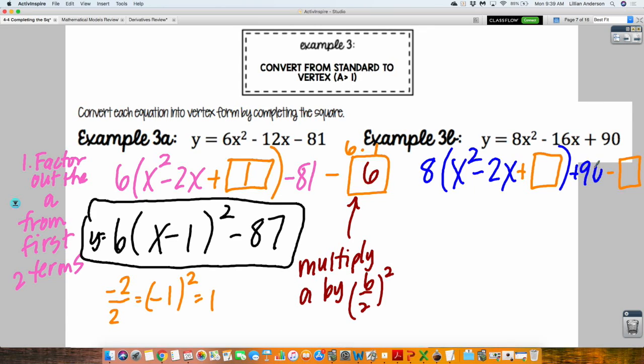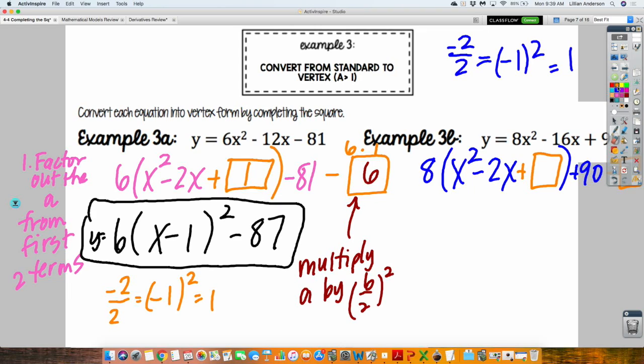Can I complete the square now? Yes. What's b? Negative 2. What do I do to b? Divide by 2. What's negative 2 divided by 2? Negative 1. What do I do to the negative 1? Square it. What's negative 1 squared? 1. Plug it back into the box. What goes in this first box? 1. What goes in the second box? 1 times 8. The value you got when you complete the square times a, so 1 times 8 is 8.